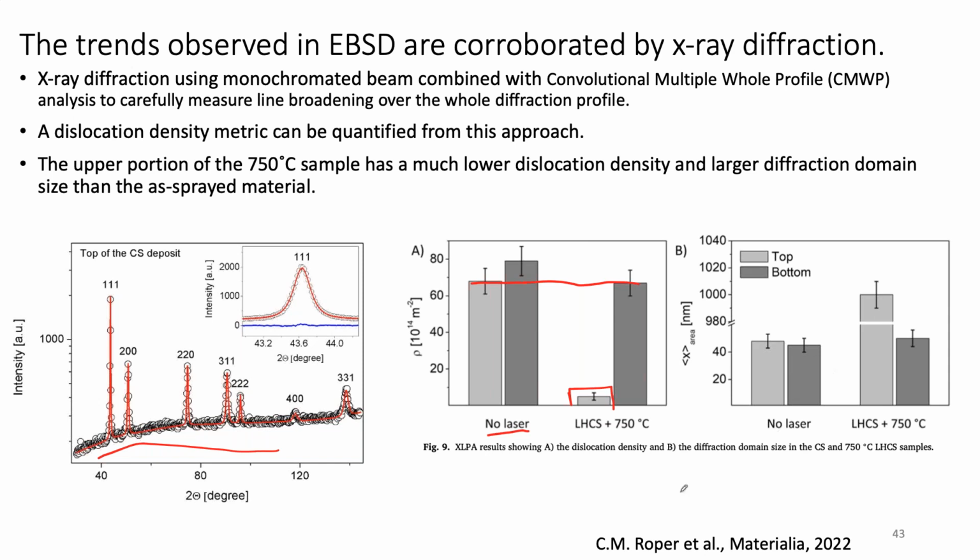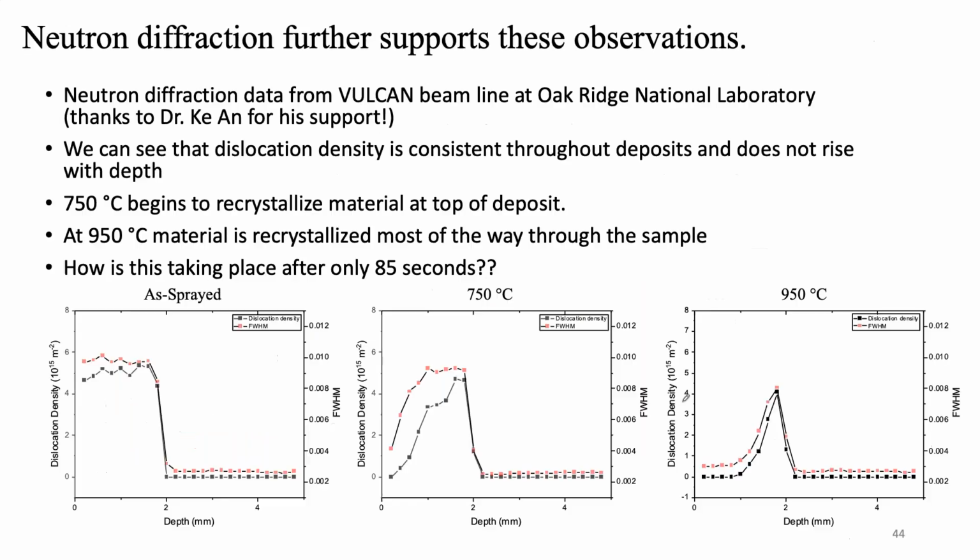You also see a change in the diffraction domain size, which for the sake of time I'm not going to go into today. We have also been doing neutron diffraction at Oak Ridge National Laboratory to further corroborate and get a larger volume of sampling, right? Now, I don't have data to show you today. We've been doing this recently in situ, and we see the same things in situ, but it allows us to measure the kinetics. But these are for single deposits. And again, you can see both looking at full width at half max of the reflections, or using the CMWP method to actually calculate dislocation density.